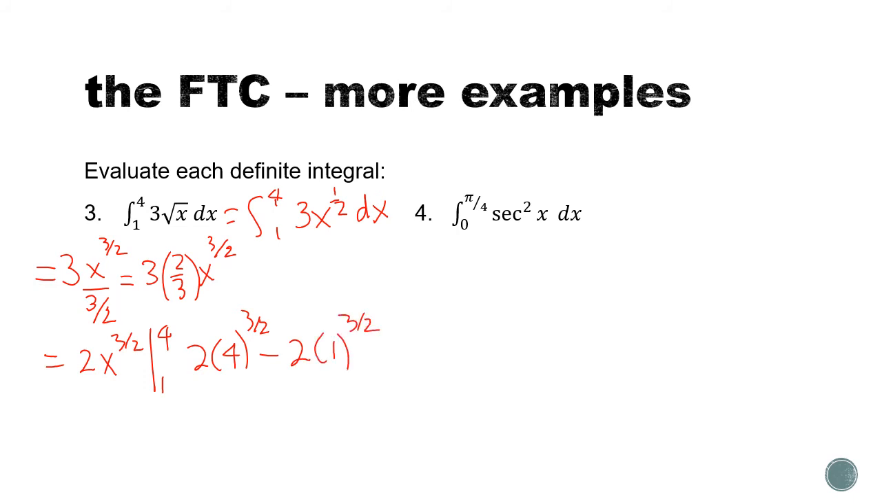2 times 4 to the 3/2 turns out to be 16. 2 times 1 to the 3/2 turns out to be 2. So your final answer is 14.